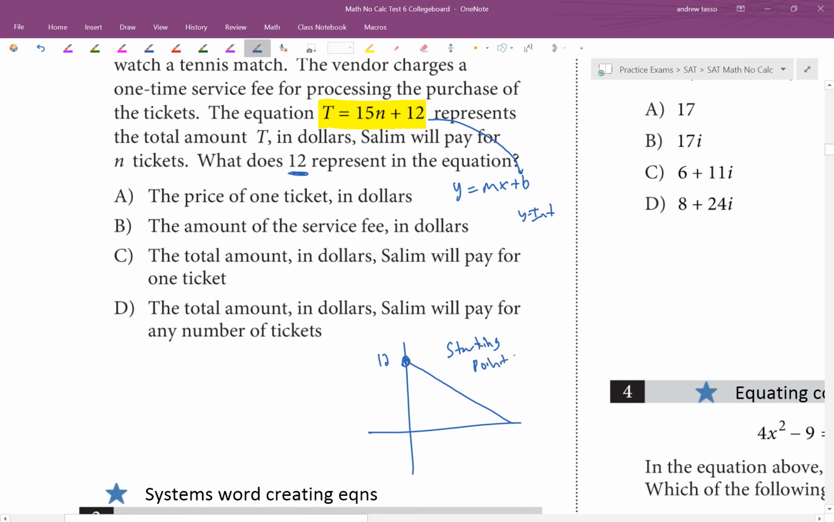And so it's going to have the same units as T, so it's going to have dollars as its units. And it's going to be the starting point in dollars when n is equal to 0, right? Because your x value is 0 at that height. So it's not the price of one ticket, it's the amount of the service fee. So before you even buy any tickets, you have to pay some flat rate, and that's what that 12 represents.